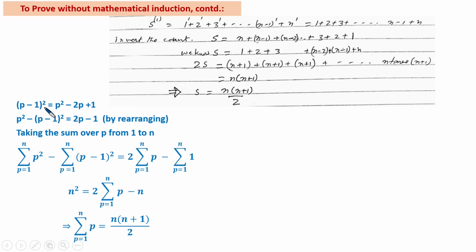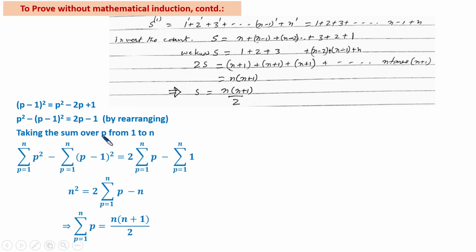So now let us use this trick, that p minus 1 the whole square we know is p square minus 2p plus 1. I rearrange it. I bring this p minus 1 the whole square this side. So I have p square minus p minus 1 the whole square, and this 2p I bring to the left hand side from the right, so it becomes plus, and this plus 1 also you bring, it becomes minus. So this is by rearranging. This is simple. By now you should be expert at how to rearrange this.